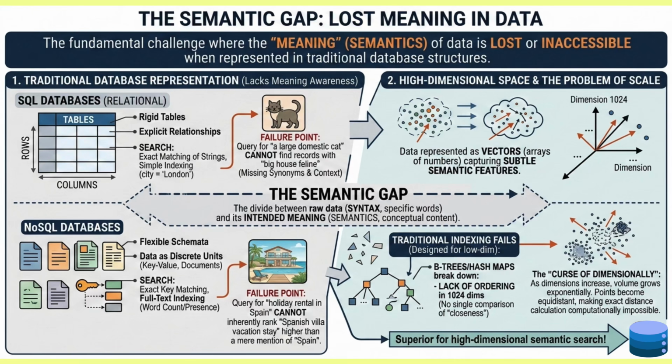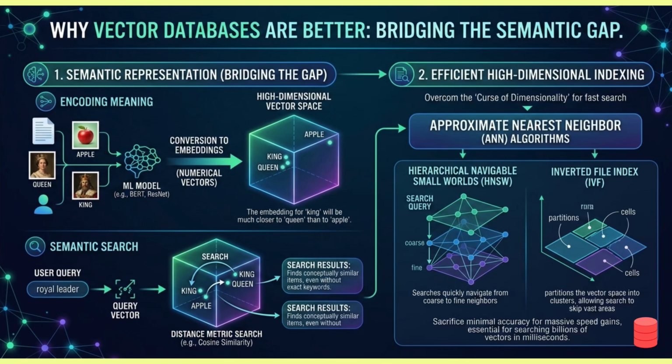And second would be the curse of dimensionality. As the number of dimensions increases, the volume of the space grows exponentially, and all data points become effectively equidistant from each other. This makes calculating the exact distance between every pair of vectors computationally impossible for large datasets during a search. So why are vector databases better?